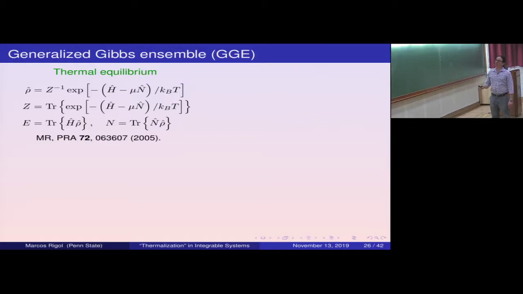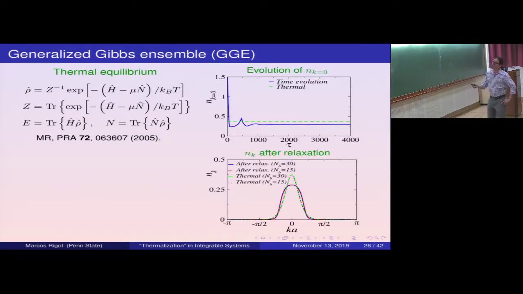So you have a grand canonical ensemble, but you have two things that you don't know, mu and t, and the way you fix them is that you want the energy of that ensemble to be the energy of your state and the number of particles to be the number of particles of your state. That's how you go from that pure state to the statistical mechanics description. And if you do that for the first case, the box, this is what I showed you. This is the zero momentum occupation, and this is what you saw. It goes down, oscillates, and then becomes constant. So this is the constant in time, and this is what statistical mechanics would predict.